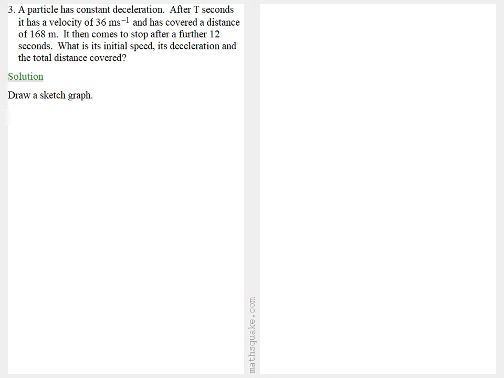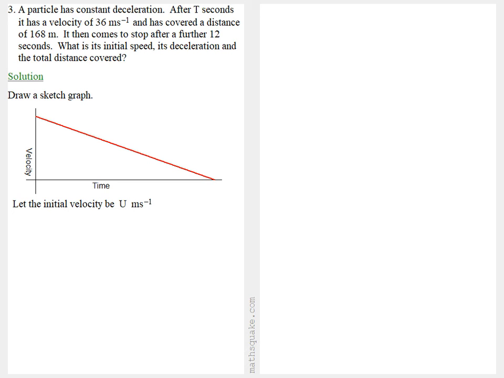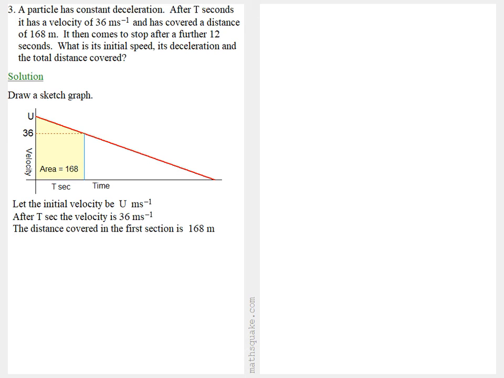Well, to solve this, we first need to draw a sketch. So we can draw a straight line going down to the x-axis. Now, let the initial velocity be u meters per second. After t seconds, the velocity is 36 meters per second. The distance covered in the first section is 168 meters. So the area of the trapezium is 168. And it comes to a stop after a further 12 seconds.